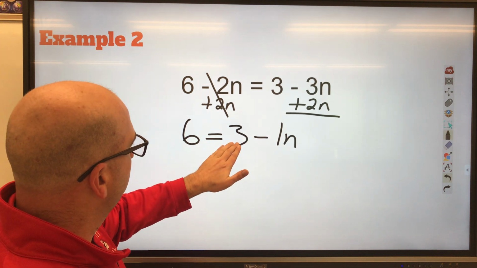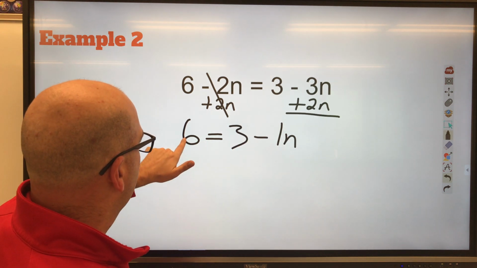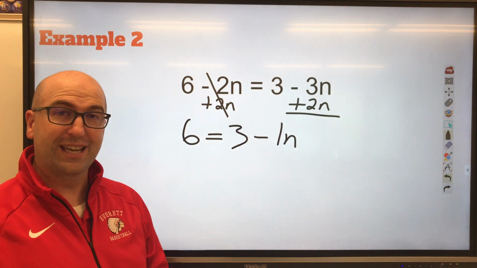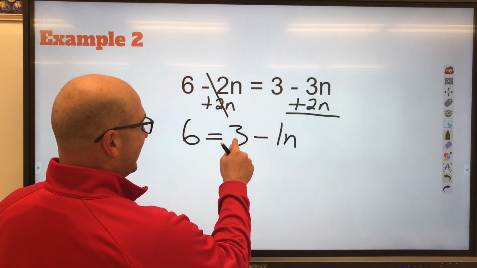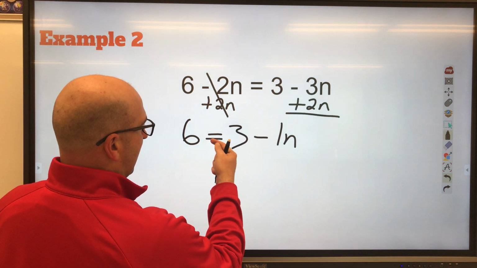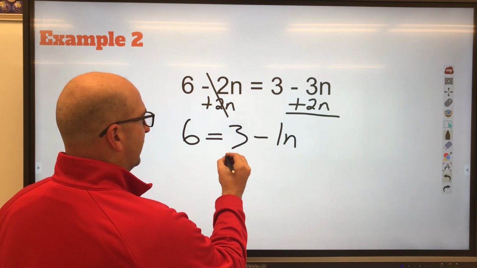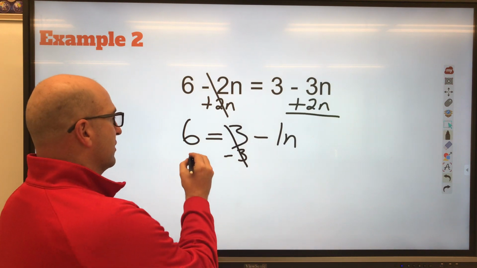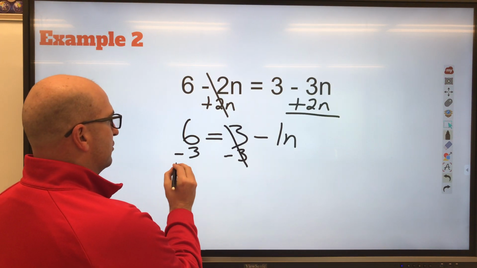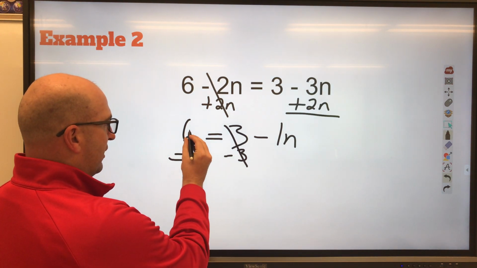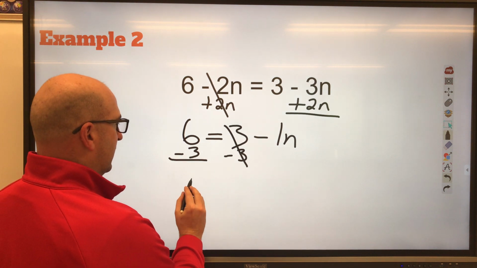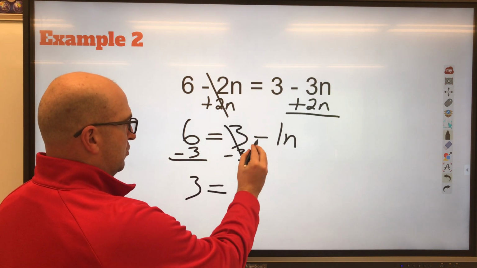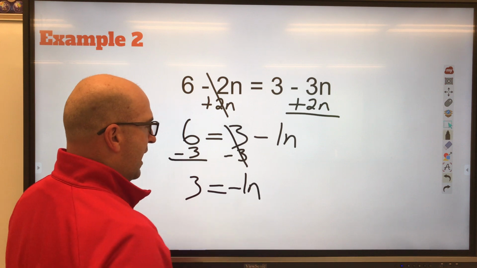So I've got to move this whole number 3 to this side. To move it, I do its inverse operation. That's a positive 3, because to the left of it, there's no sign. It's a positive 3. The inverse is negative 3. Balance the equation. What I do to one side, I must do to the other. So I bring everything down. 6 minus 3 is 3 equals negative 1n.